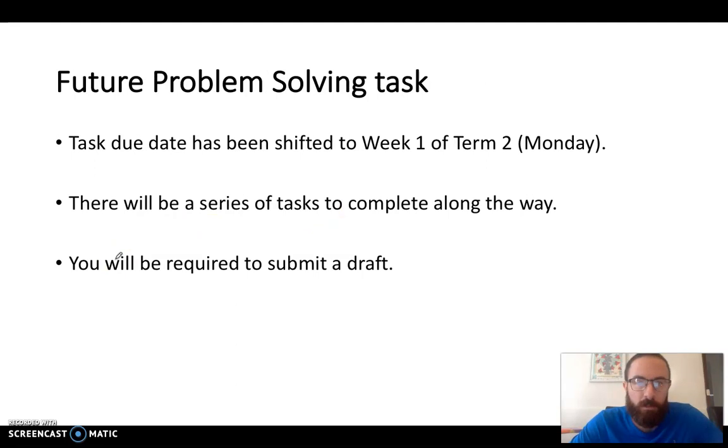Now, the future problem-solving task. We have changed the date because we've had to. School is not on next week. It's just your start to holiday, so we can't make it due next week. So it's due week 1 of term 2, which will be a Monday. There'll be a series of tasks to complete along the way, so you'll be required to submit a draft, for example. But that will make sense as we continue these little lectures.